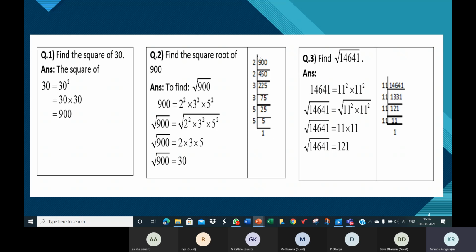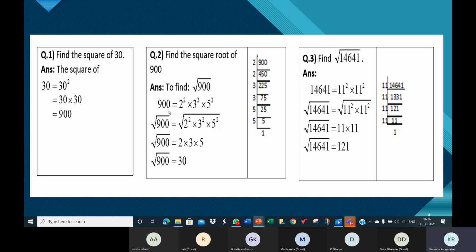Do we know this method, children? Yes, ma'am. Do you have any questions here? No, ma'am. So first, you need to use only prime numbers. That's important. You must use only prime numbers, and you must go on till you get 1.